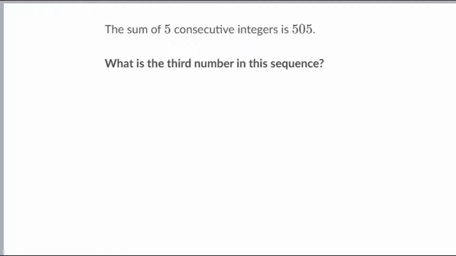And I think that an important thing here first, the sum of 5 consecutive numbers is 505. What is the third number in the sequence? And the word consecutive, that needs a little explanation there.